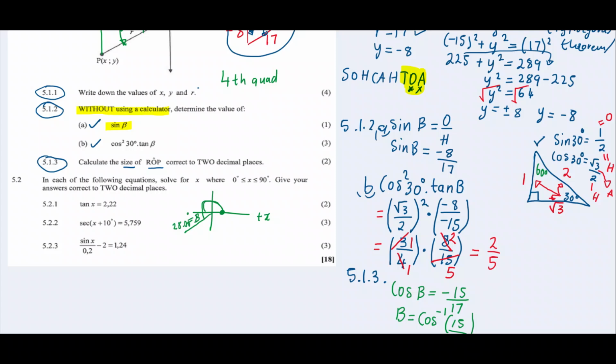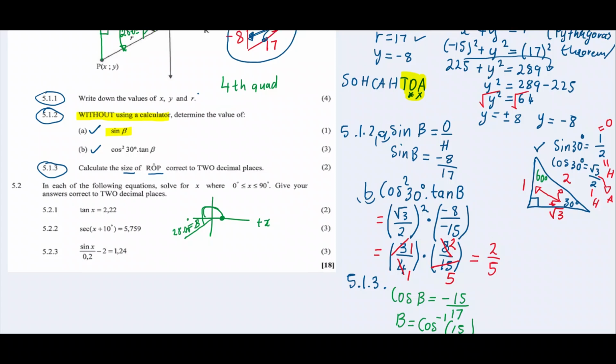208.07 degrees. So we've solved question 5.1.3, and I think we can quickly move on to 5.2.1, these trigonometric equations. So let's do these ones quickly. So 5.2. Here we are given tan of x equal to 2.22. Because we have tan on the calculator, we can simply take it to that side.